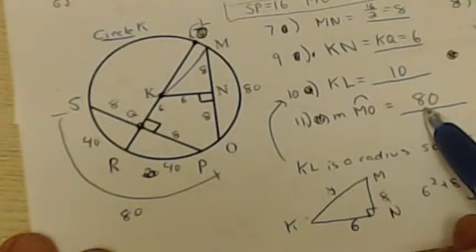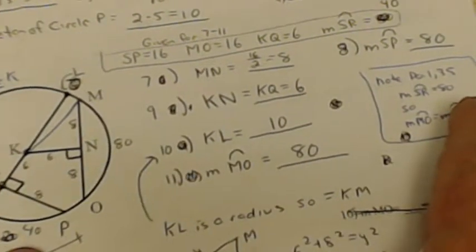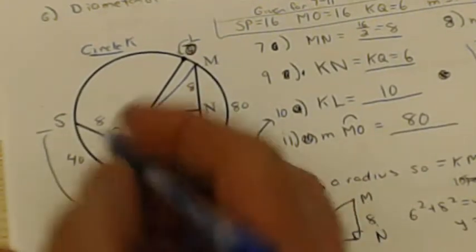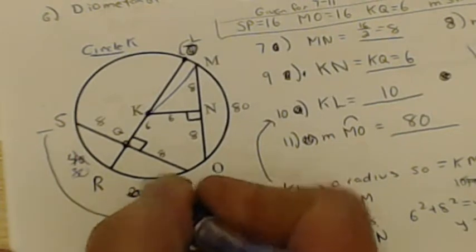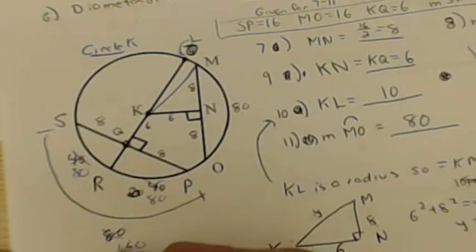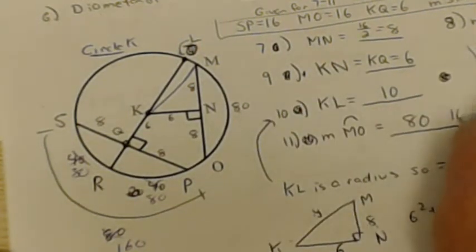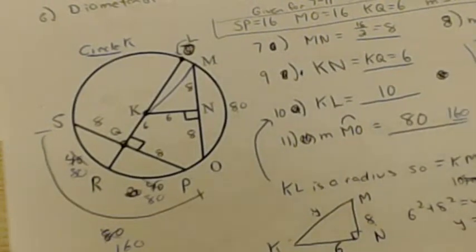Now, if you were in one of the classes that had the measure of SR given to you, instead of being 40, it was given to you at 80, then what would happen is that we'd mark that out. That would be 80. We'd mark that out. That would be 80. Okay, that made our big arc here 160, and therefore the other big arc on the other side would have been 160. So this answer is 160 if you took an older version of the quiz. If you took the newer version, what I call the period 6 version, your answer was 80.